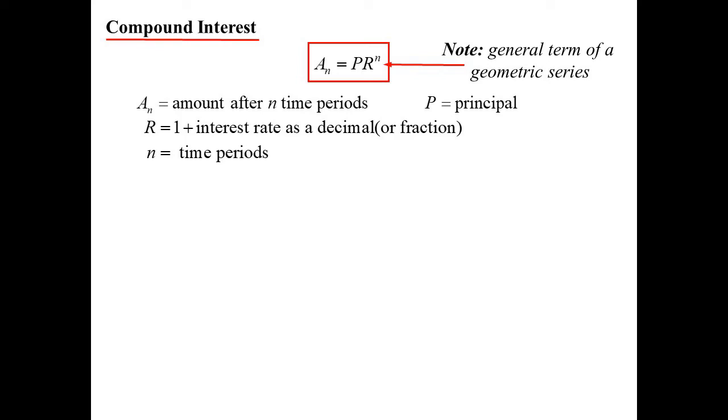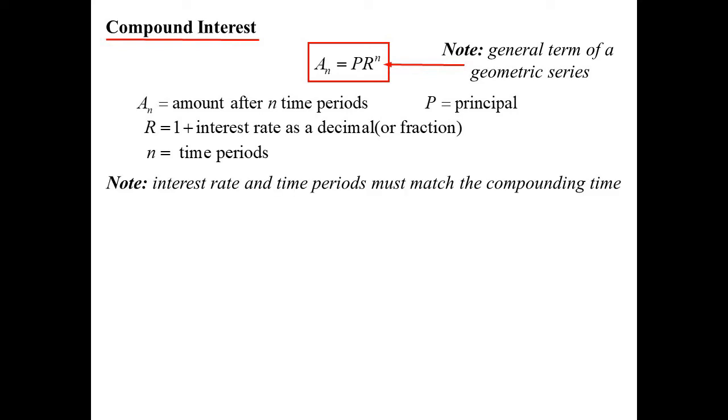P is the principal. R is now 1 plus the interest rate because we're increasing it by a certain percent. So it'll be 1 point whatever. N is obviously time periods. Key thing to remember with a formula like this, you've got to match the time periods for the compounding. So if they say compound monthly, then the time period needs to be in months, and so on.